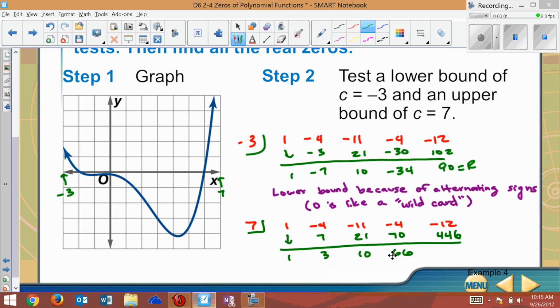Should probably type that in the calculator. Either way, it's something very large. I could be off on that number. But I think I'm going to end up with 434 as my remainder. Notice this time they're all positive. So because they're all positive, upper bound.